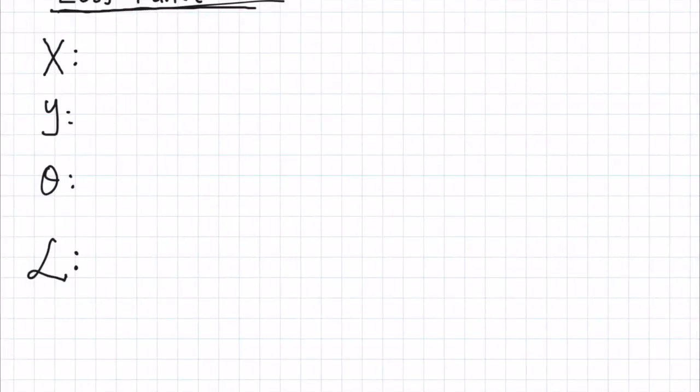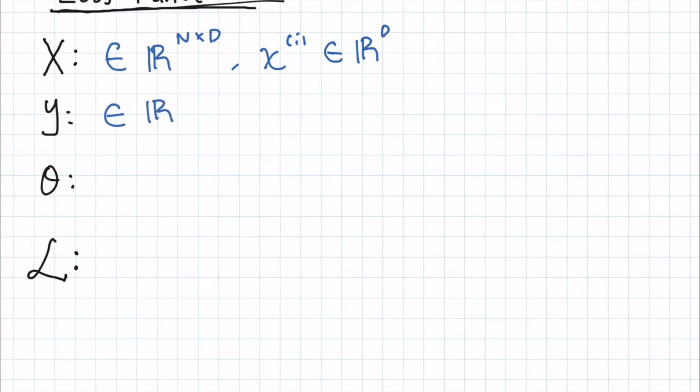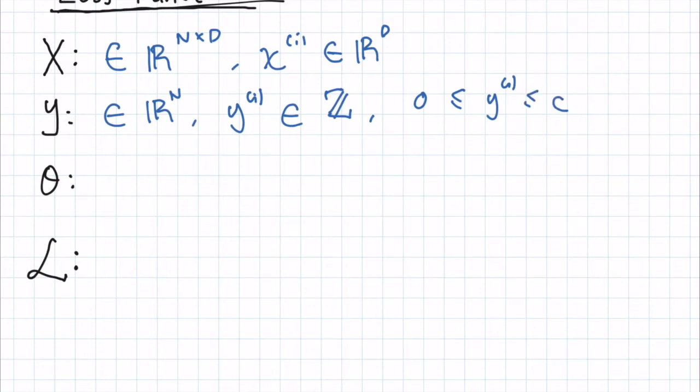So our setup is the following. We have some data, x, of size n by d, where each example, xi, is of size d. We also have our labels, y, and we have n of them. And for the categorical case, such as in CIFAR 10, these will be integer valued. And each one will take a value between 0 and C for C classes.